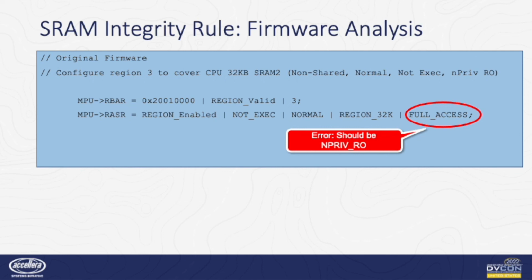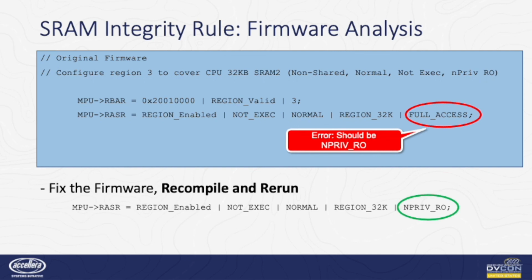And this region, this SRAM2 secure region, was given full access. And what that meant is that any privileged code that was running in the ARM core would be allowed to access this secure region of the SRAM2. This should have been programmed as read-only in non-privileged mode. So we go ahead, we fix the firmware, we recompile and rerun our test.